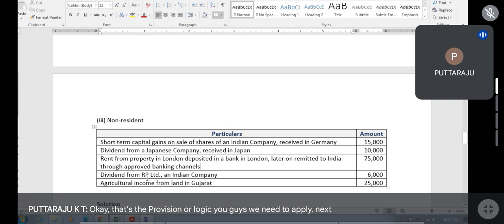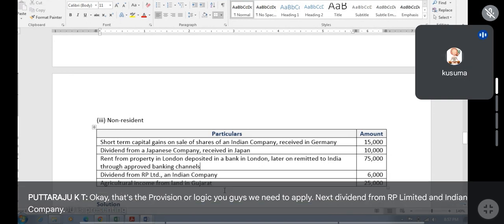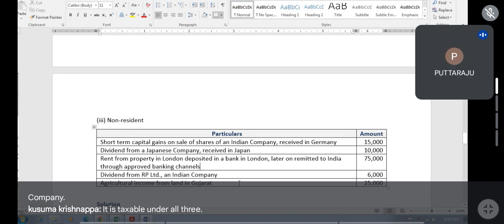Next, dividend from RP Limited, an Indian company. It is taxable under all three. Why? Because it is accrued or arising from India.